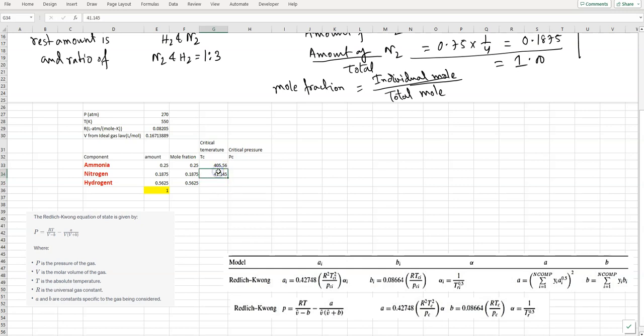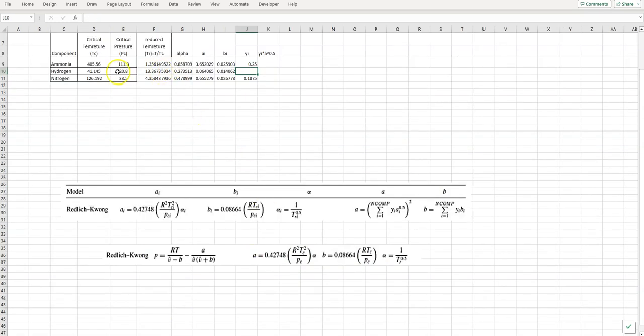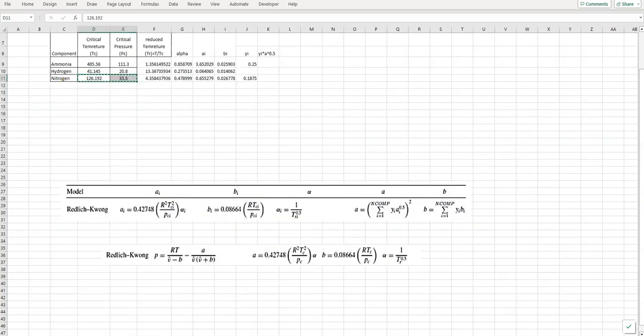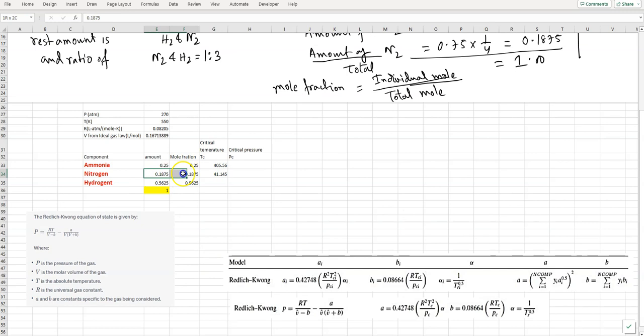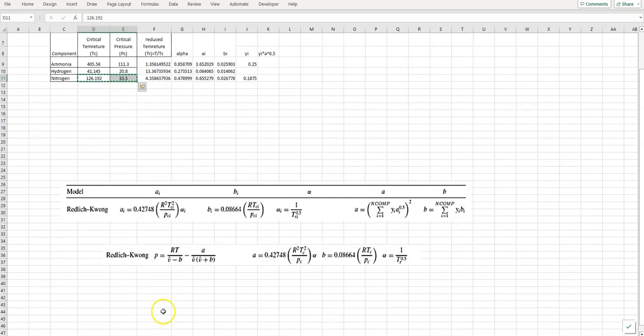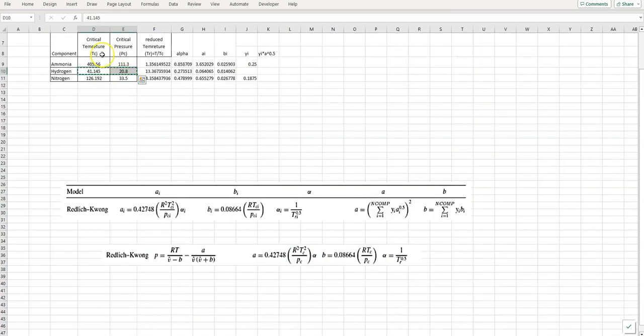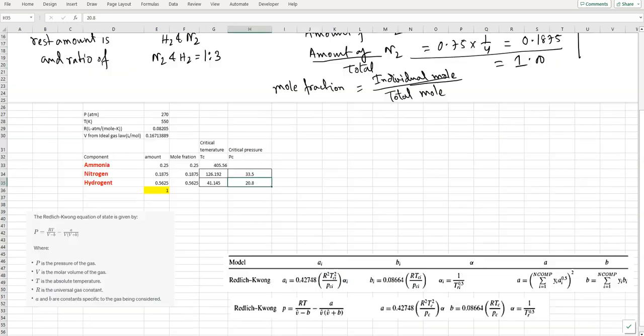Oh, sorry, nitrogen is, I think, okay, I have the data. So nitrogen, ammonia, hydrogen, nitrogen. Okay, the critical pressure and temperature is this. Nitrogen is this. Hydrogen data is there. Hydrogen is this, and for ammonia the data is this. You can take that data, you can search the internet, you will get that.